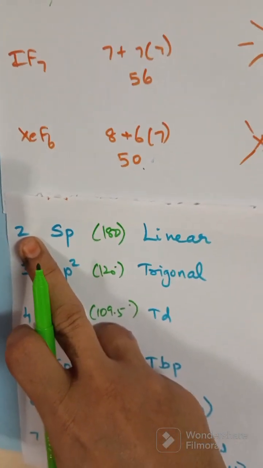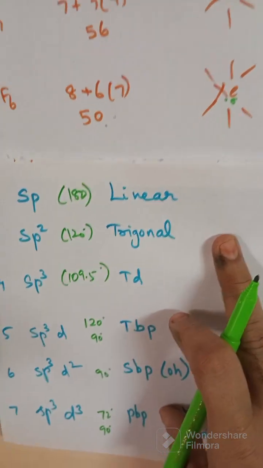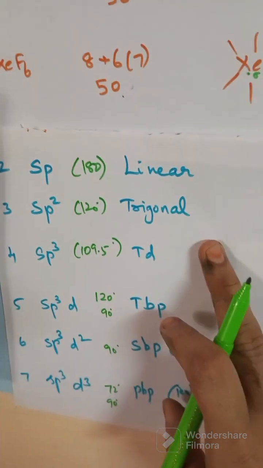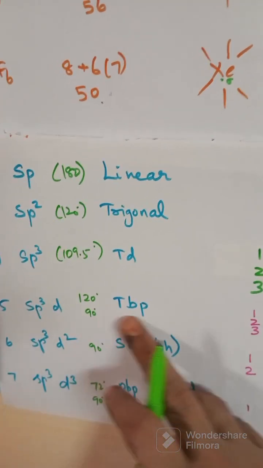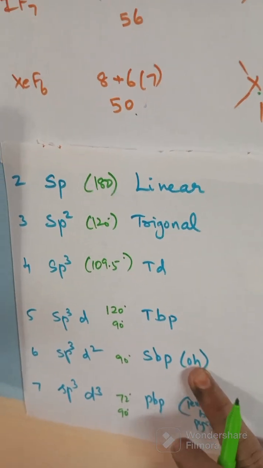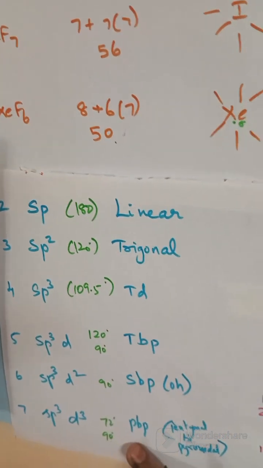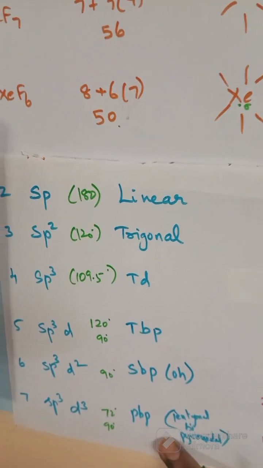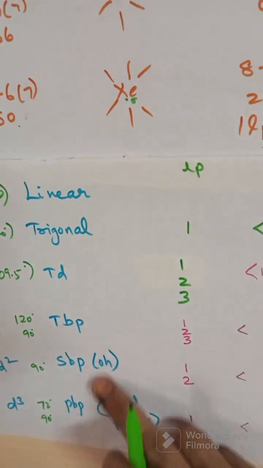By a general rule, if the hybridization number is 2, it is sp, bond angle is 180, geometry is linear. sp2 is trigonal, sp3 tetrahedral, sp3d trigonal bipyramidal, sp3d2 is square bipyramidal or octahedral. Hybridization number 7 stands for sp3d3, which is pentagonal bipyramidal. These are the geometries of the molecules.